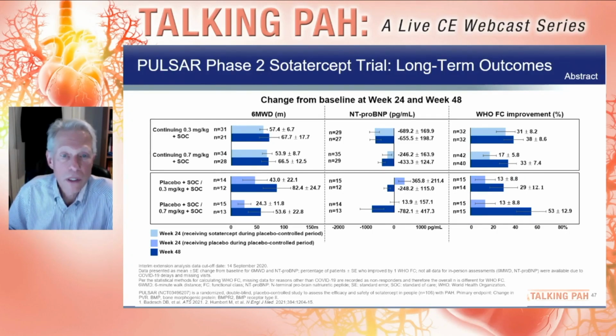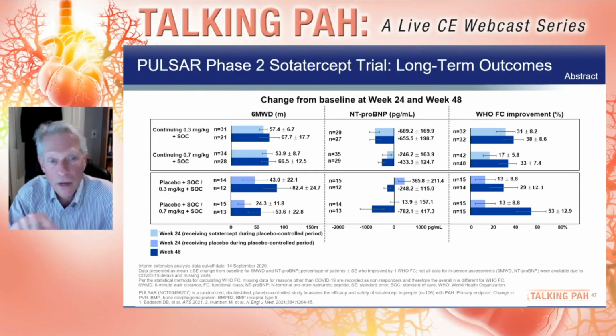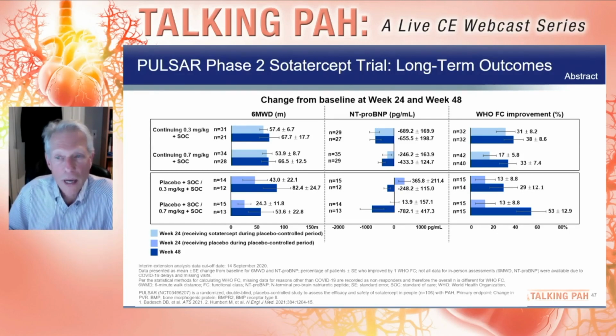And I think what you can see on this graphic is that the upper panel are those patients who started out on drug and continued on drug into the extension phase. And then down below are those patients who started out on placebo and then transitioned over to drug after the blinded phase. And I think one of the striking things that I saw in this trial was that those patients who had been on placebo actually caught up to those patients who were on drug throughout.